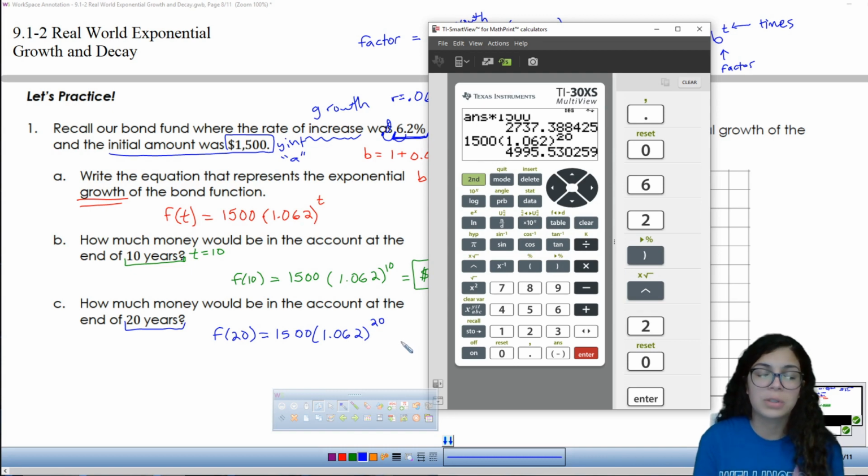Just to be better safe than sorry, I sometimes will do the operations as I know they should be done, and I don't really rely on the calculator. But this one does it correctly, and I know that, so there you go. So $4,995.53.